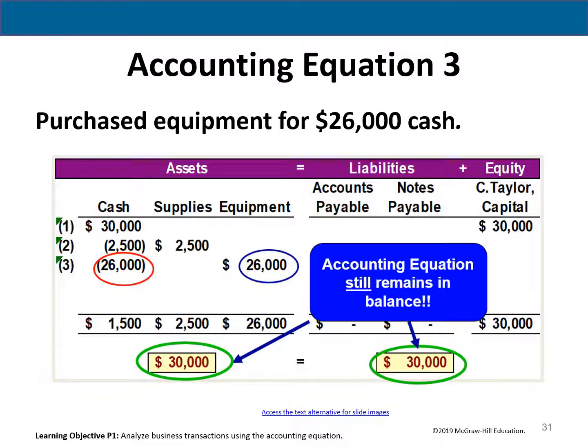So when we subtract that item from the cash column, now our cash balance is at $1,500. Our supplies are at $2,500, and now we have another asset, equipment. Add up all the balances in the asset columns, they'll equal $30,000. Liabilities are still at 0, and equity is still at $30,000. Assets equal liabilities plus equity.